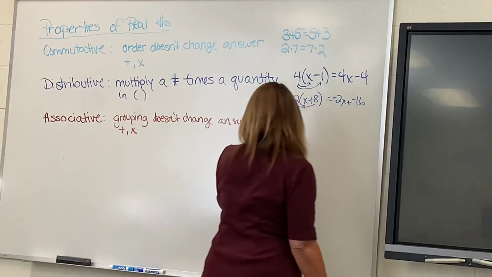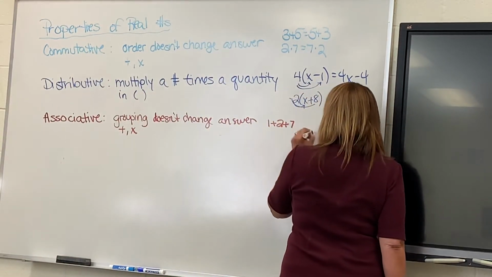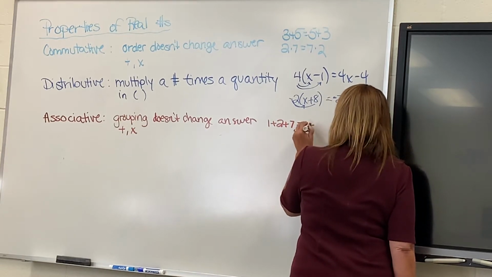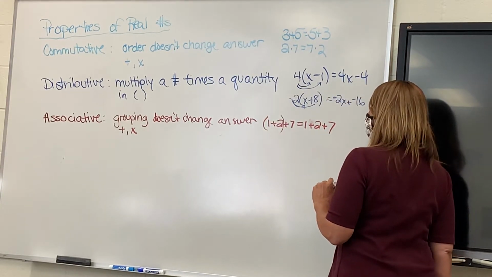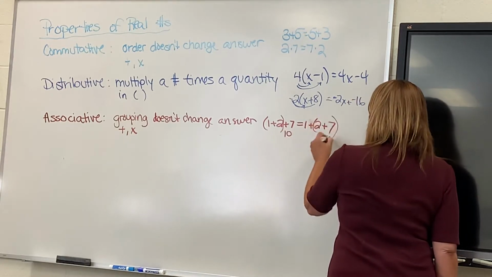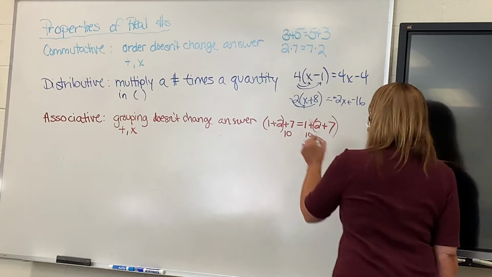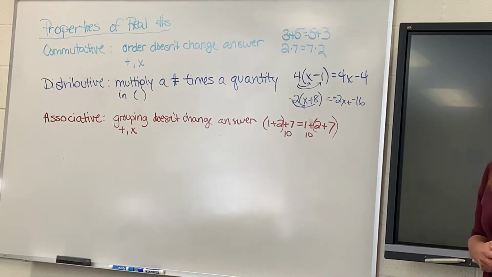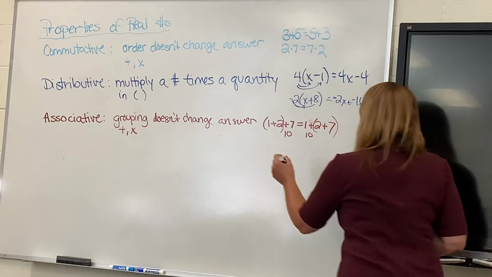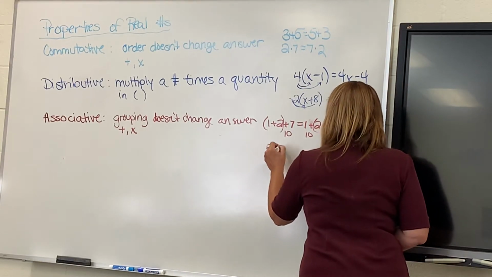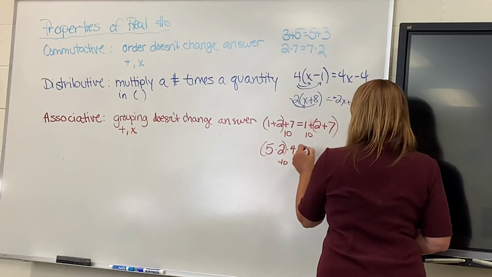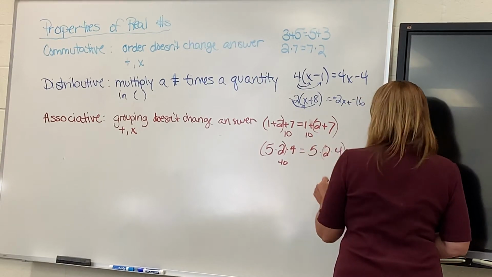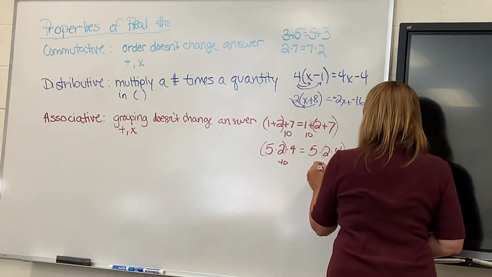So one like this would be like 1 plus 2 plus 7. They look the same on both sides, but if I say 1 plus 2 is 3, plus 7 is 10, or 2 plus 7 is 9, plus 1 is 10, I didn't change the answer, but I did them in a different order. I shouldn't say order. I took 2 different ones first, so I grouped them differently. 5 times 2 times 4. 5 times 2 is 10, times 4 is 40. But if I do 2 times 4 is 8, times 5, that's 40 as well.